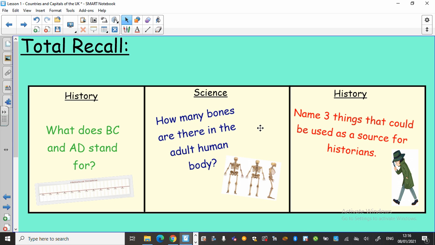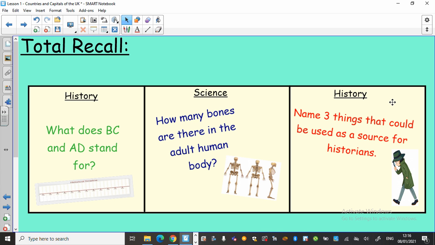Moving on to history again, can you name 3 things that could be used as a source for historians? Remember, a source is something that a historian or someone who's looking into the past can get information from. Can you think of 3 things? Press pause, and press play when you're ready for some answers.